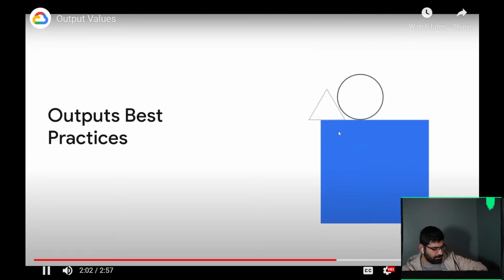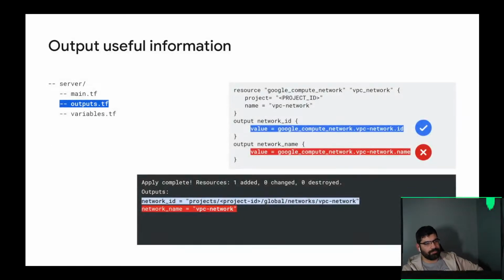Let's explore best practices for output values. Only output useful information, such as computed information. Avoid outputting values that simply regurgitate variables or provide known information. For example, for a network resource, the following computed attributes are useful: ID, which is an identifier for the resource; gateway_ipv4, which is the gateway address for the default routing out of the network; and self-link, which is the URI of the created resource.